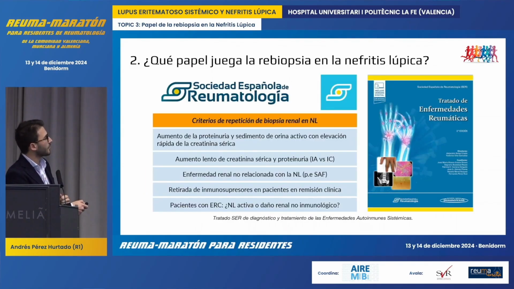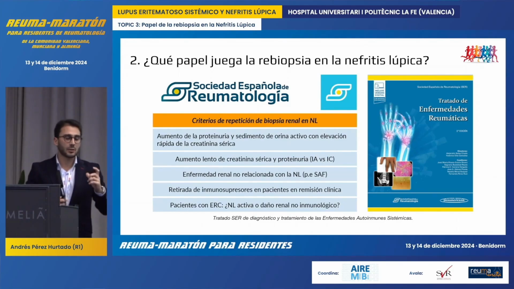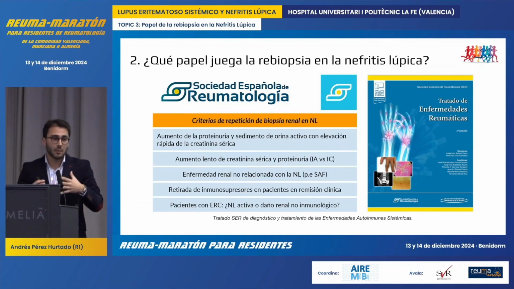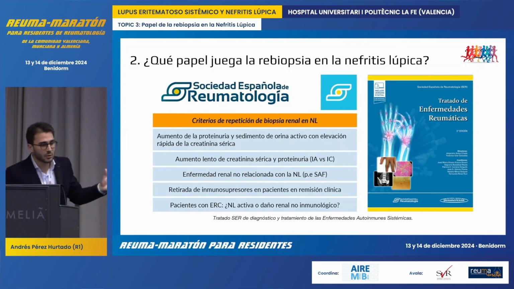And what do the guidelines say? Well, our main guideline, which is from the Spanish Society of Rheumatology, gives some brief and rather concise recommendations. Basically, I have to say that almost all the guidelines, to avoid repeating myself too much, say more or less the same thing. But it is true that the ones from the Spanish Society are among the most comprehensive.